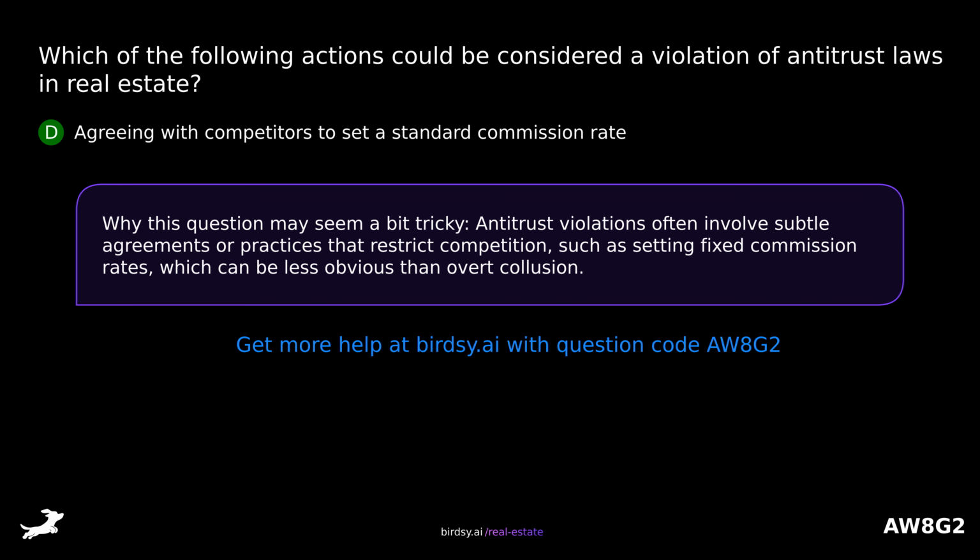Why this question may seem a bit tricky: antitrust violations often involve subtle agreements or practices that restrict competition, such as setting fixed commission rates, which can be less obvious than overt collusion.